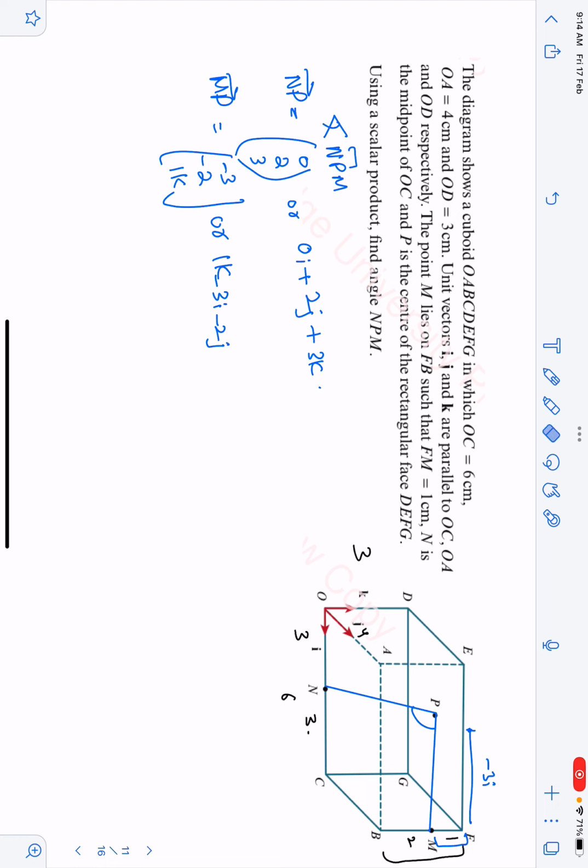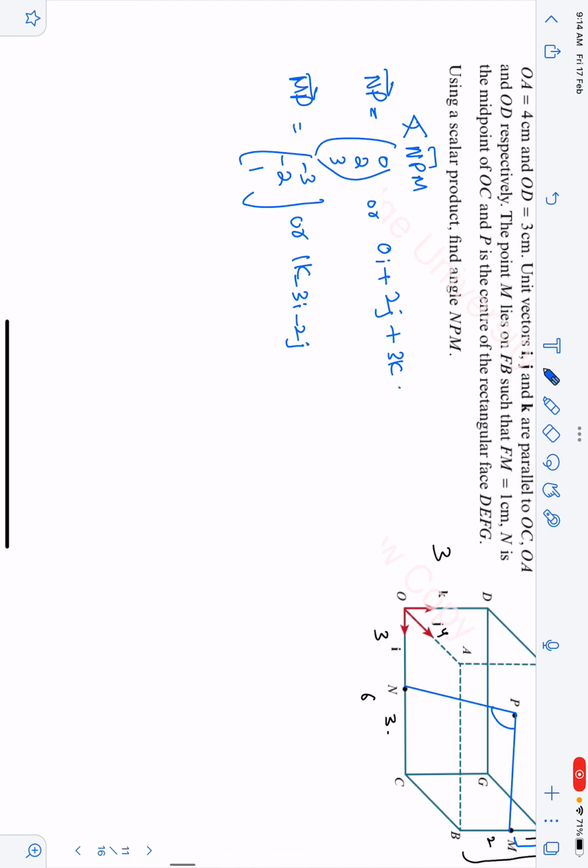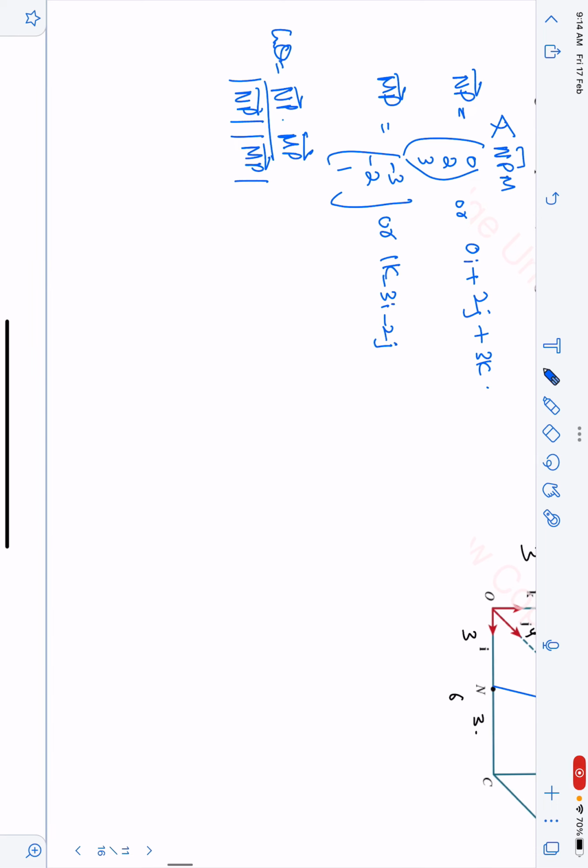Okay. Now I have the two vectors with me. I can easily find out the angle between them. I'm finding out the dot product. Cos of theta equals NP dot MP divided by the magnitude of NP and the magnitude of MP. Let's find the dot product between them.